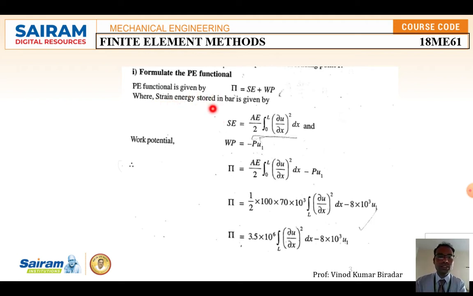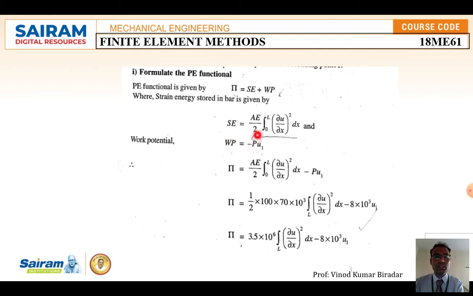The strain energy stored in the bar is given by strain energy is equal to AE by 2 integration of 0 to L dou u by dou x whole square into dx. This is the total strain energy of the given bar. And the work potential is equal to what? Load into deflection. The minus indicates work done by the system. So minus P into U1.